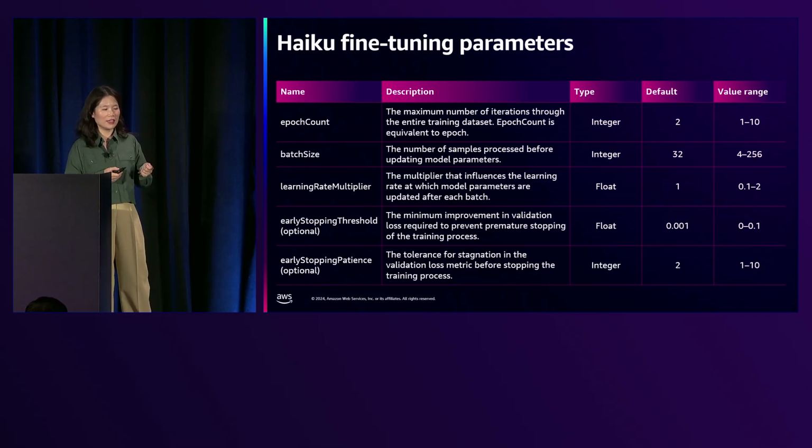So in Haiku fine-tuning in Bedrock, basically, if we see your validation loss has not decreased enough within the specified number of times, where enough is the threshold we specify here, and the patience defines the number of times, if we see it's not improving, or the validation loss is not decreasing enough over that many times, then we will stop the training job, even if it hasn't met the epoch count you specified here.